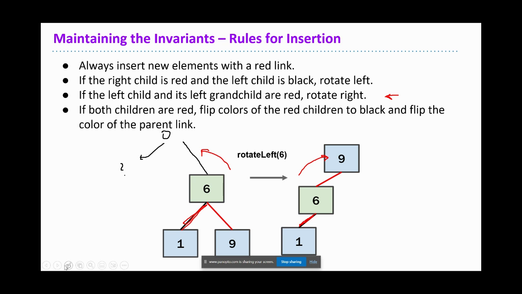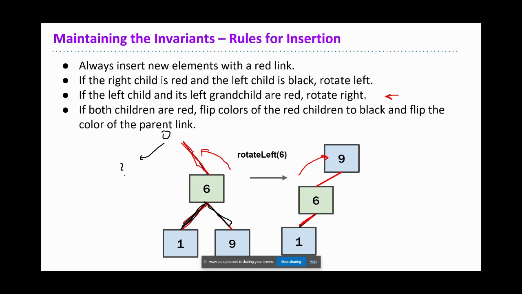So say we have this situation as in bullet point 4. Both children are red. So first we're going to flip the colors. We're going to flip this to be black, and we're going to flip this to be a black edge. So flip the colors of the red children, and then flip the color of the parent link. Currently it's black, and we're going to turn that into red. That just makes sense. You'll notice this breaks another invariant, and you have to keep going to make sure that it doesn't break those invariants.